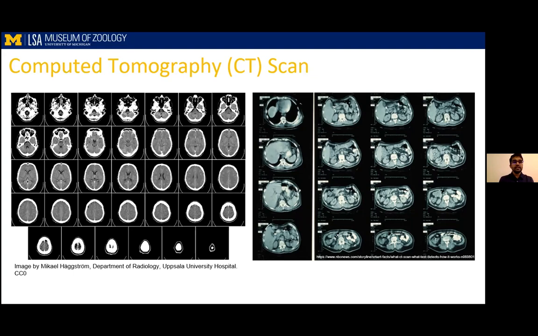And just really quickly, you can see these slices. These are the tomograms that I was referring to. So they are sequential cross-sections through the target that was scanned.